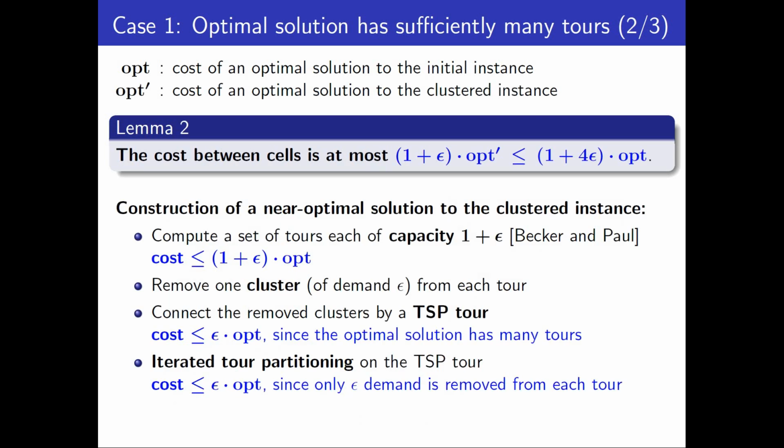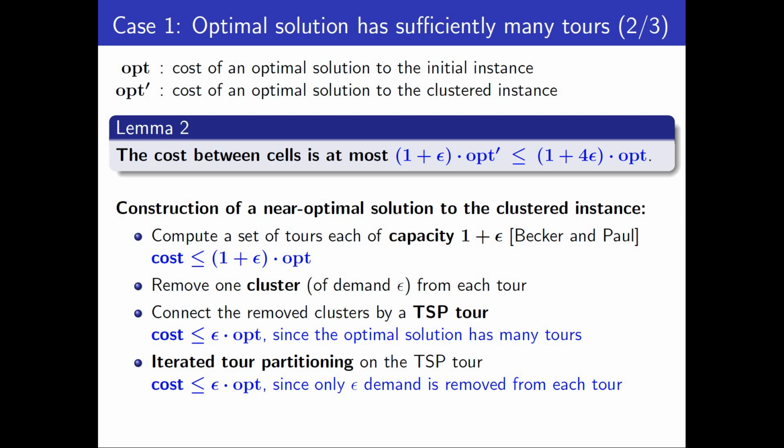Now I'm going to bound the cost between cells. Let opt prime denote the cost of an optimal solution to the clustered instance. Since the clustered instance consists of big demands only, we apply the previous algorithm to obtain a 1 plus epsilon approximation. So the cost between cells is at most 1 plus epsilon times opt prime. It remains to bound opt prime with respect to opt.